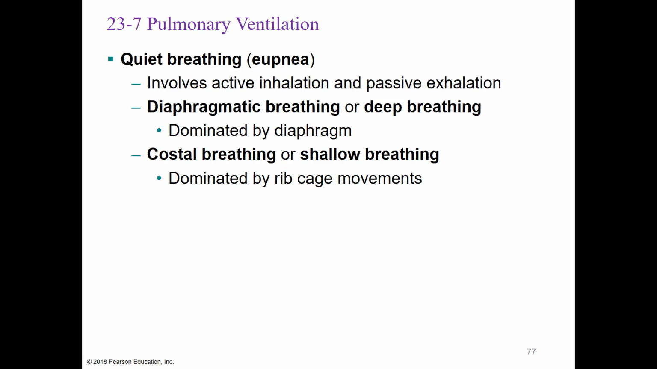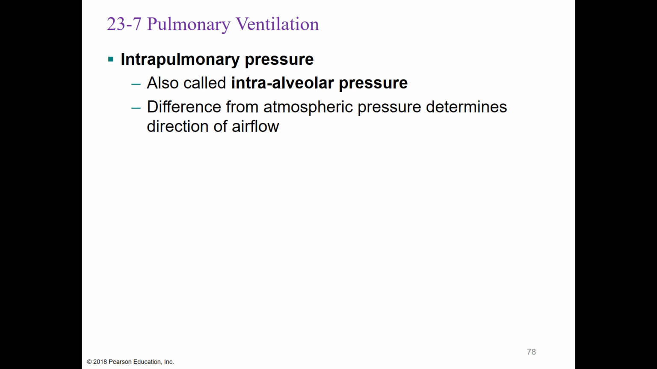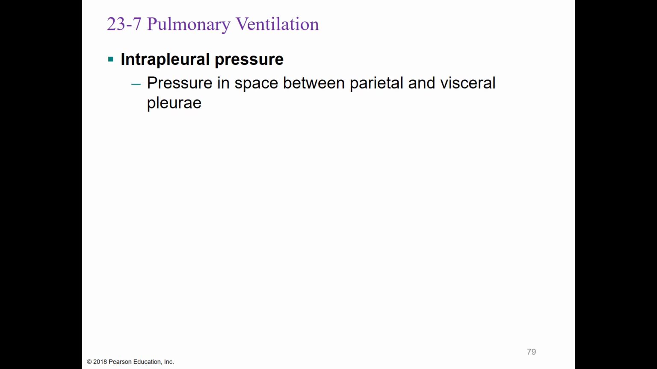Intrapulmonary pressure, which we just mentioned, is also called intraalveolar pressure, and the difference of it from the atmospheric pressure determines the direction of airflow, which we just covered. And then we talked about, remember, the suction between the two pleura, the parietal and visceral pleura, and that fluid, that suction like the glass in the coaster. The pressure in the space between the parietal and visceral pleura is called the intrapleural pressure.